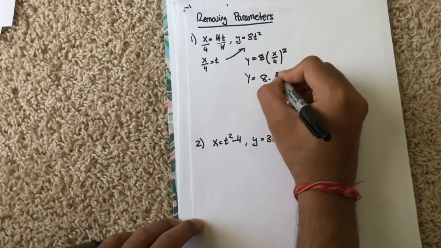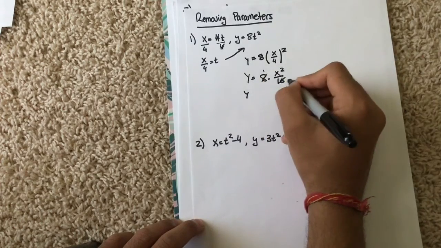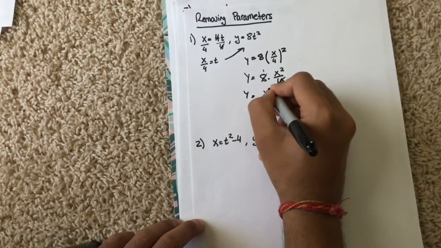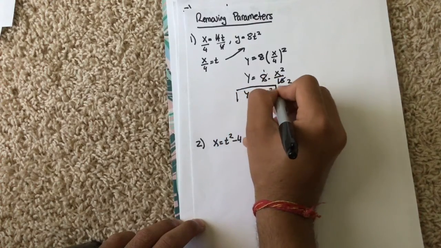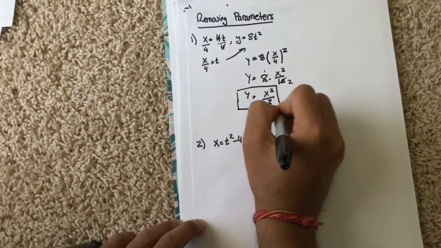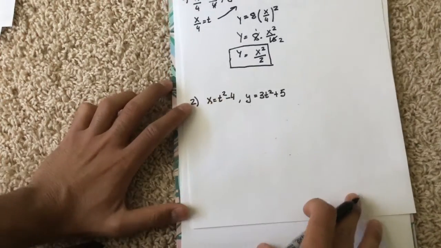So now we just have to combine these terms. So x over 4 squared is going to be x squared over 16. And we can actually begin to simplify this. We can say this is 1, this goes in 2 times. And the final answer is x squared over 2. So this is our final answer when we remove the parameters. So let's try it on this next problem set right here.